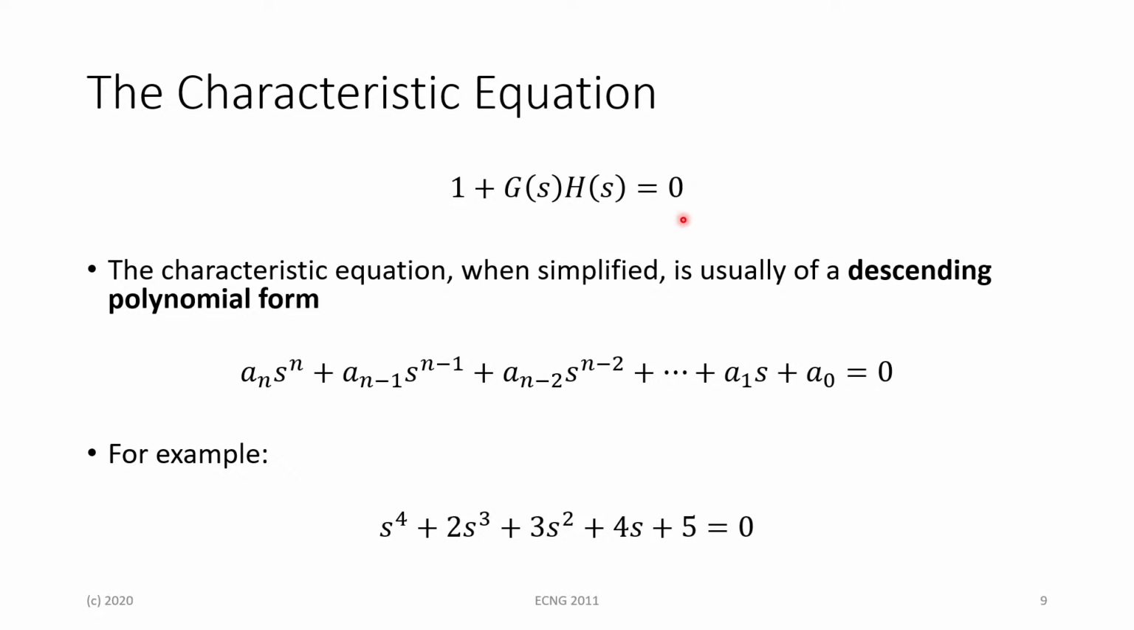This characteristic equation is no good if it is in factorized form. It needs to be expanded out and in descending powers of s accordingly. And you're equating this entire characteristic equation to 0.